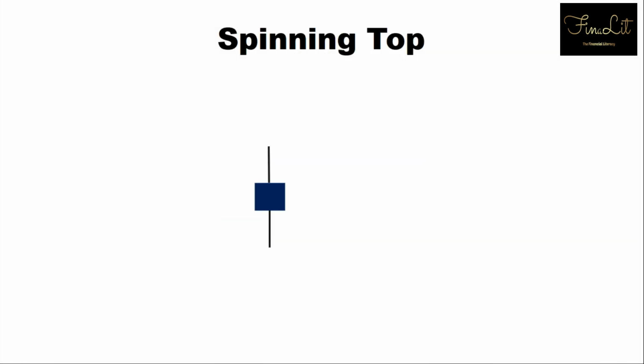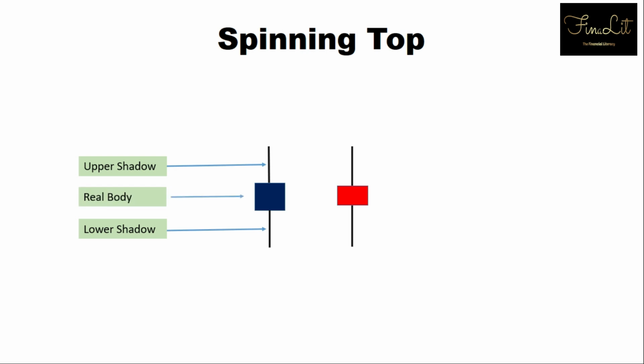Spinning top. A spinning top has a small real body. The upper and lower shadows are almost equal in length. Open and close prices are very close to each other. It conveys indecision in the market, with both bulls and bears being in equal control. The color of the spinning top doesn't matter. What matters is that the open and close prices are very close to each other.